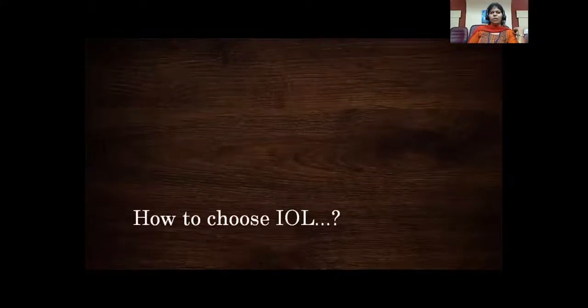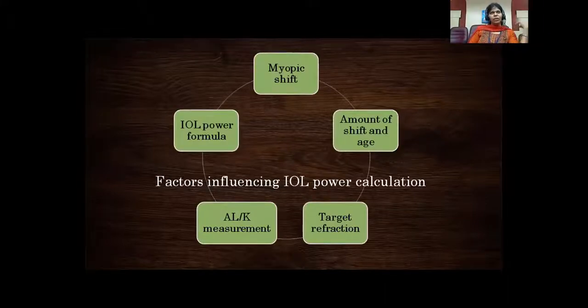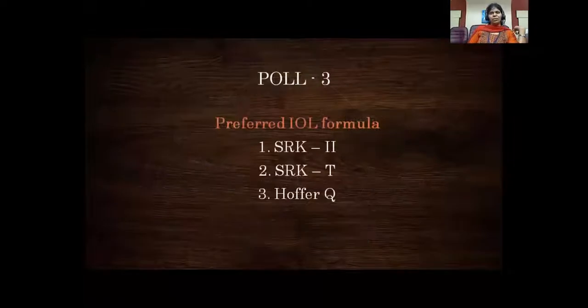So how to choose an IOL in children? This again is a challenge. Every step in pediatric cataract management poses a challenge. So what are the factors influencing intraocular lens power calculation? The formula, what formula to choose from? The myopic shift, which keeps happening in young infants, the amount of shift proportionate to the age, the axial length and the keratometry measurement, and what we aim for, which is the target refraction. So all these influence IOL power calculation in children, especially less than 2 years of age.